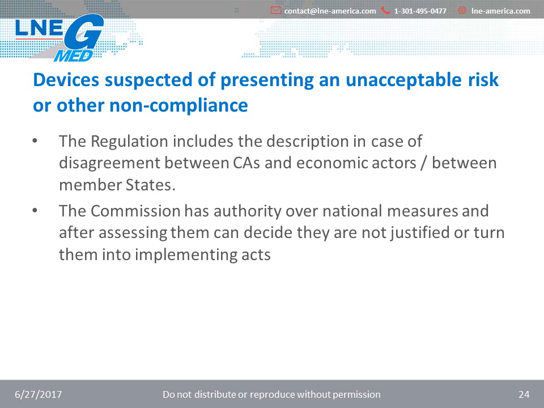The regulation also includes a description of the procedure in case of disagreement between competent authorities and economic actors or between member states. The Commission has authority over national measures and after assessing them can decide they are not justified or even turn them into implementing acts.